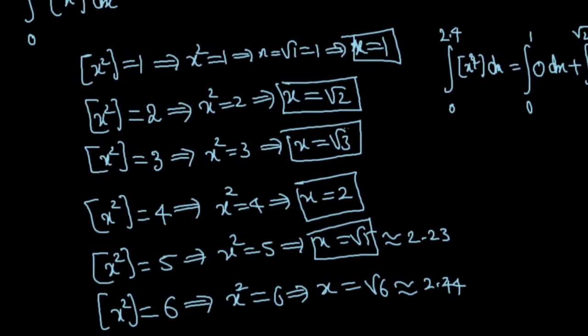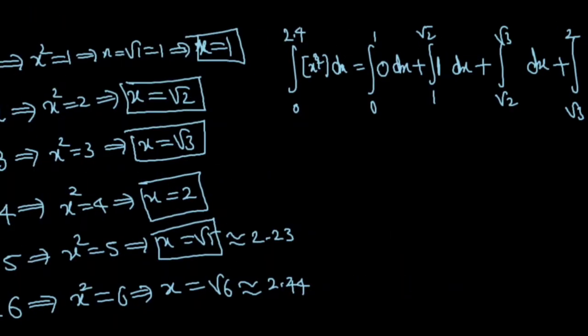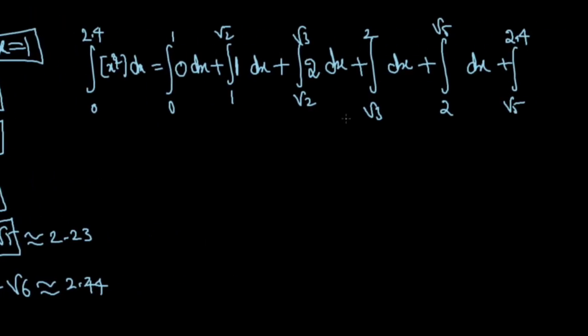Okay, this is 1. Next, root 2 to root 3. What is the range of values of this? 2 to 3. If I apply the step function to 2 to 3, what will I get? 2. In between 2 to 3, the step function of 2 is 2, of 2.1 is 2, of 2.9 is also 2. So in between 2 to 3, 2 is the value. So this is 2.